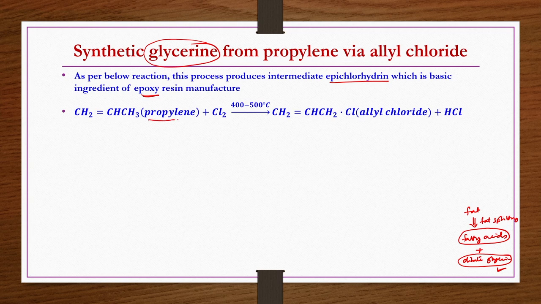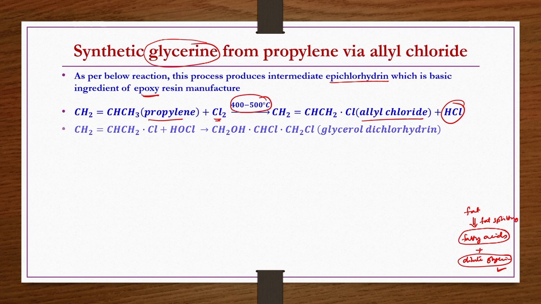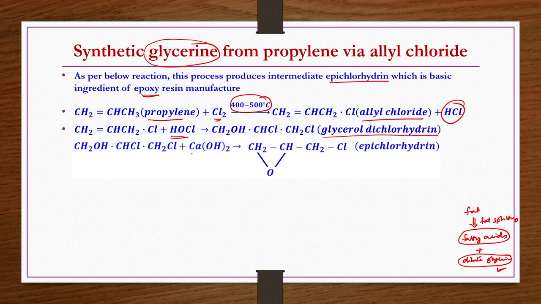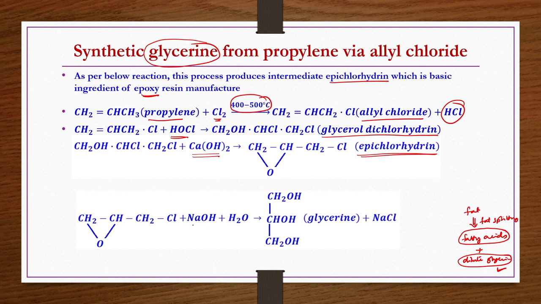Propylene reacts with chlorine at 400 to 500 degrees centigrade to give allyl chloride plus HCl. This allyl chloride would further react with HOCl to give glycerol dichlorohydrin, which is this component. And this glycerol dichlorohydrin will further react with calcium hydroxide to give epichlorohydrin, which is an intermediate and can be used as an ingredient for production of different types of epoxy resins. So, this epichlorohydrin can further react with sodium hydroxide and water to produce glycerol, right? So, this is the process. Okay? This is one synthetic process.